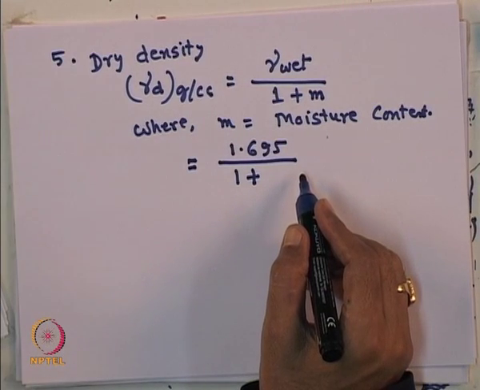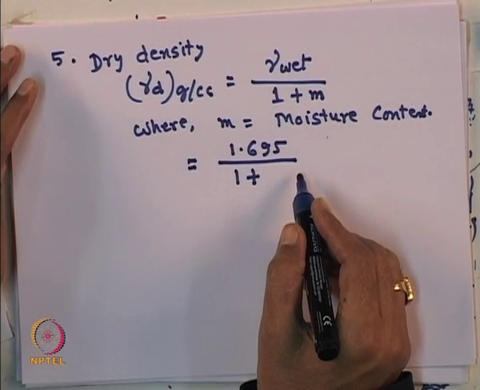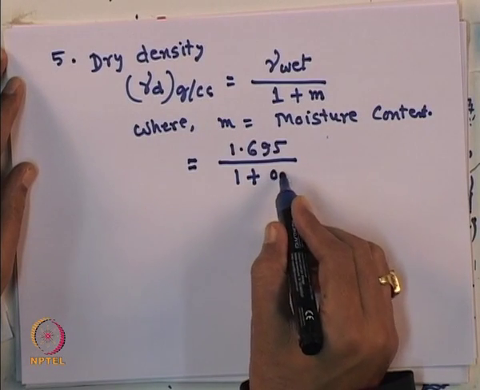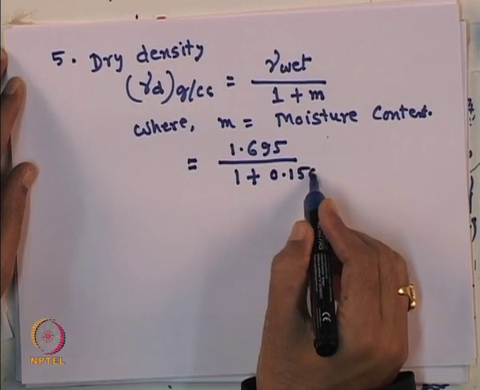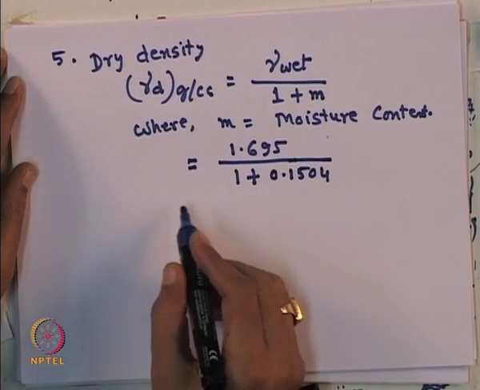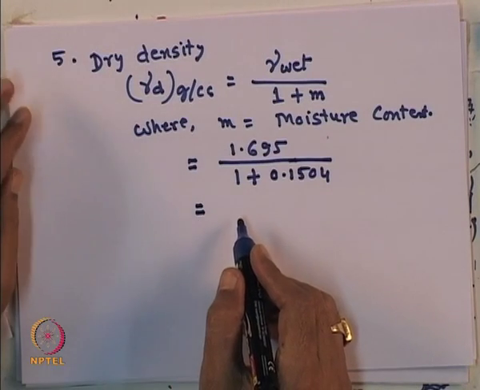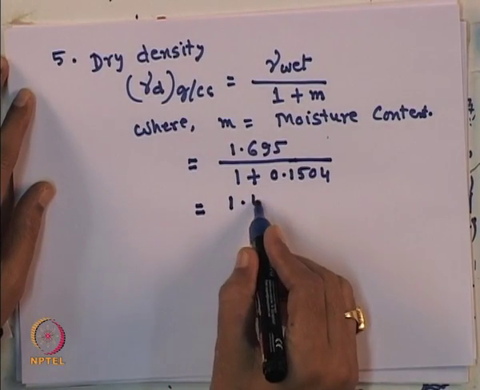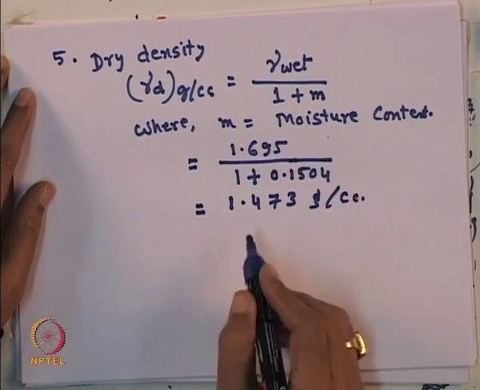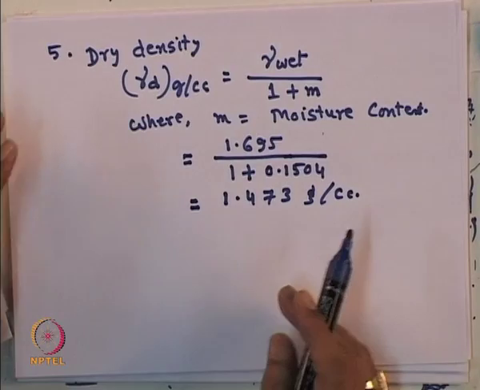So, moisture content we have also determined, and that moisture content is about 0.1504. So, this will give about 1.473, that is gram per cc. So, you can determine the dry density if you know the weight density and moisture content.